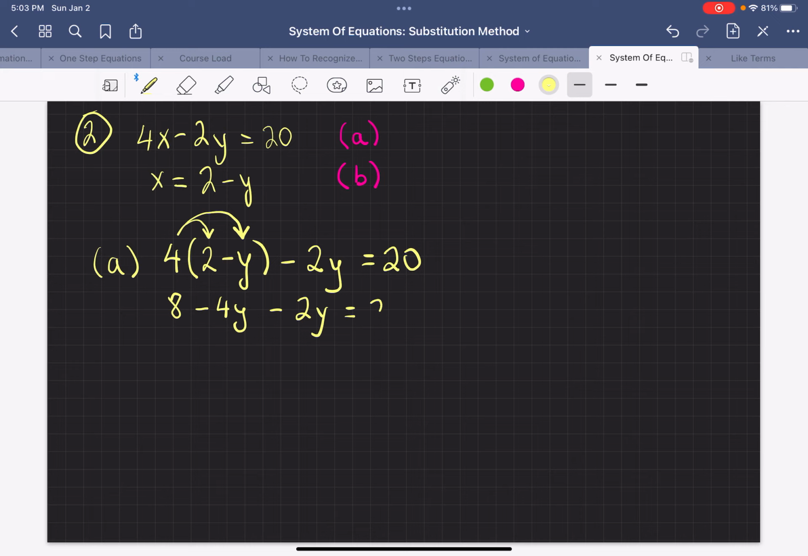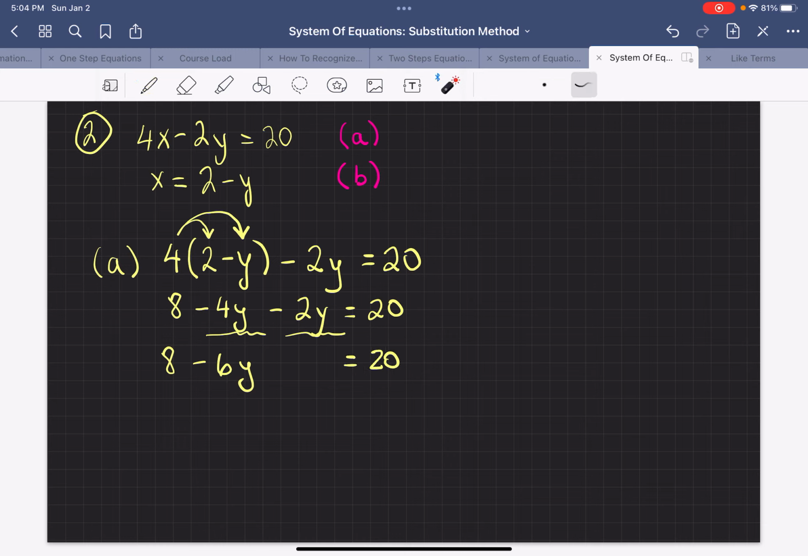Minus 2y equals 20. Now, as you can see on my next line, I have two like terms here that I need to combine. So everything else, I'm just going to rewrite it. Now I'm going to add these two like terms. So I need to add a negative 4 and a negative 2. Same sign, so I need to add and keep the sign. 4 and 2 is 6, and I keep the sign, so negative 6y equals 20.